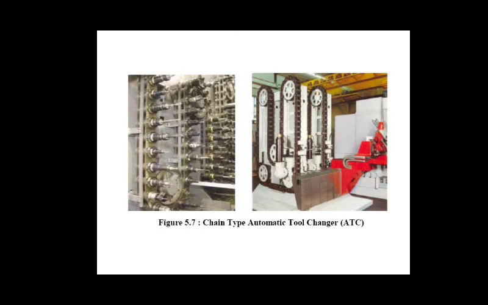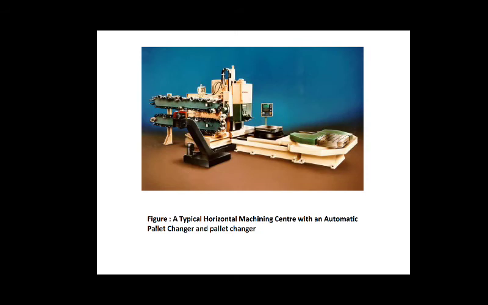Now further you can see over here a horizontal machining center with an automatic pallet changer. Here you can see the chain type automatic tool changer, and here the pallet is there.